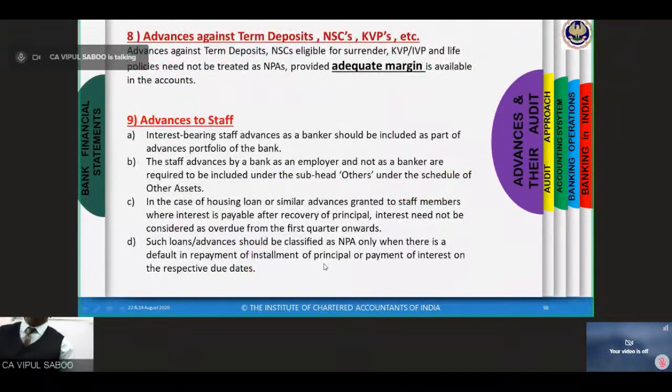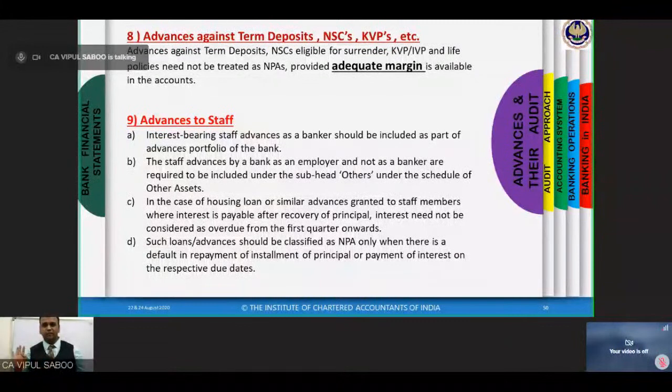Advances against term deposits, NSCs, KVPs, Kisan Vikas Patra: we furnish these as securities. Term deposits, National Savings Certificates, Kisan Vikas Patra, we give these as advances against FD, loan against term deposit. So we keep these as securities. As long as adequate margin is available to us, say the loan is of 5 lakh and the FD available is of 7 lakhs, it is completely fine.